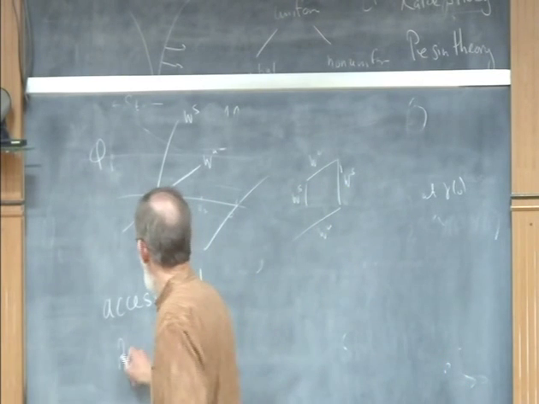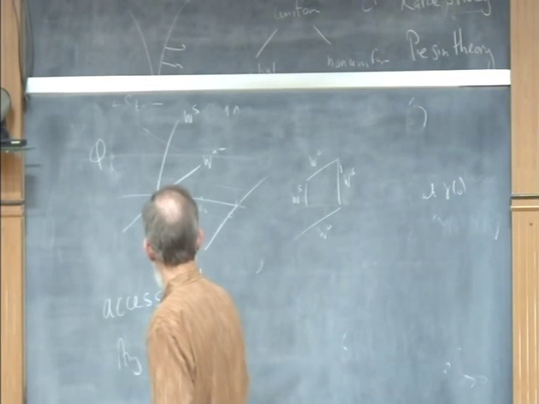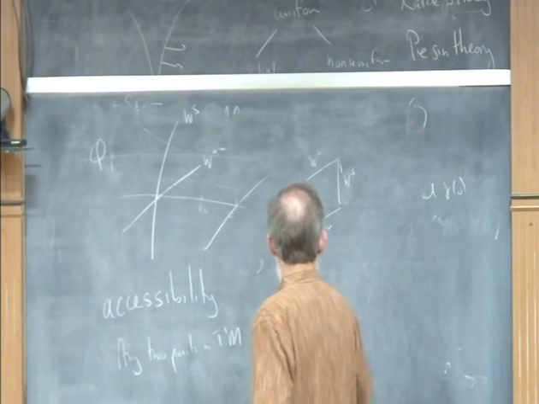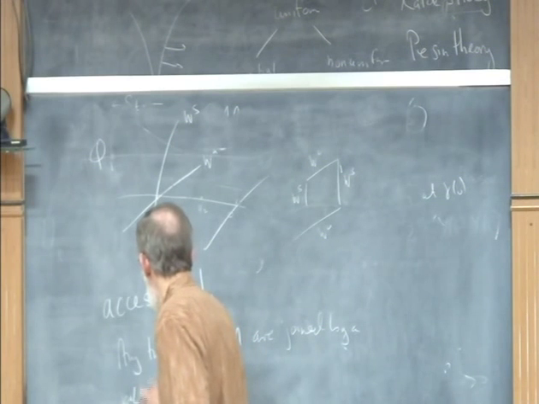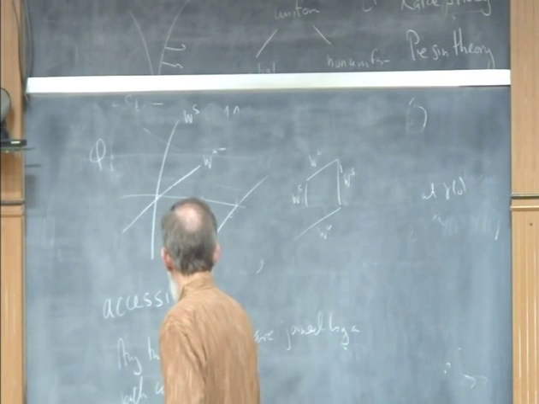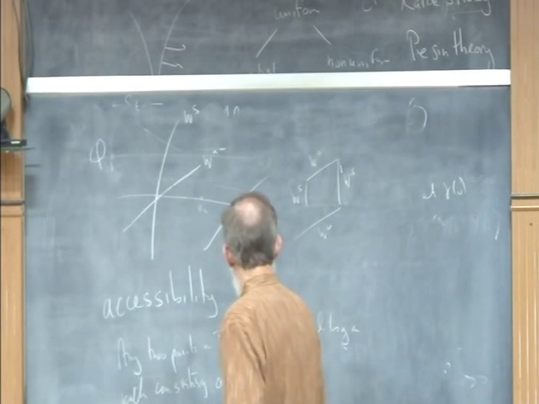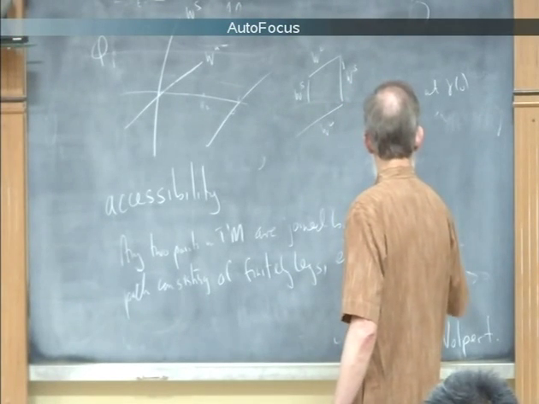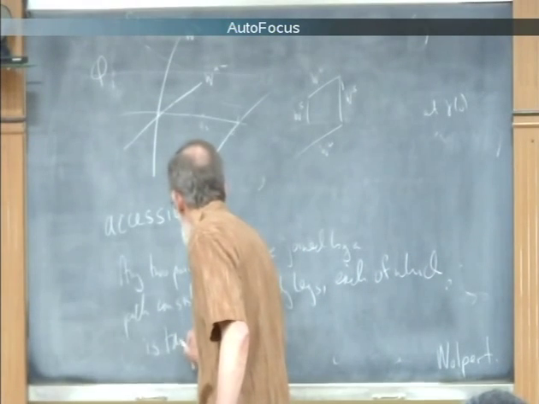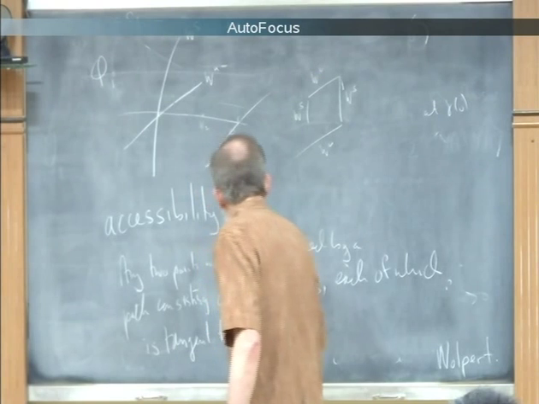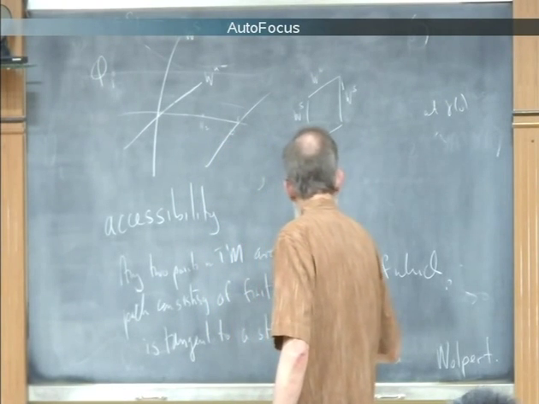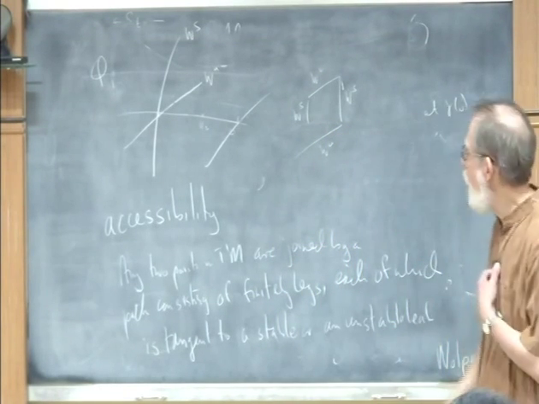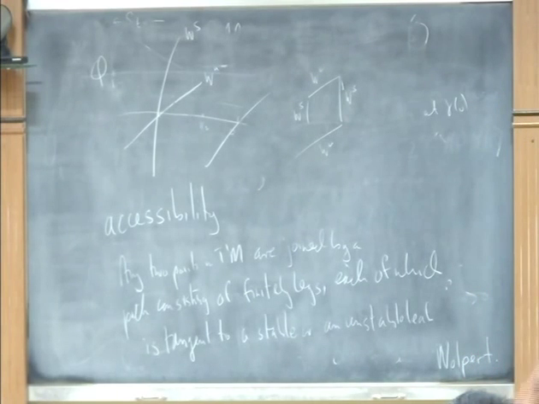So any two points, in this case in T^1M, are joined by a path consisting of finitely many legs, each of which is tangent to a stable or an unstable leg. That's the crucial property that you have to verify.